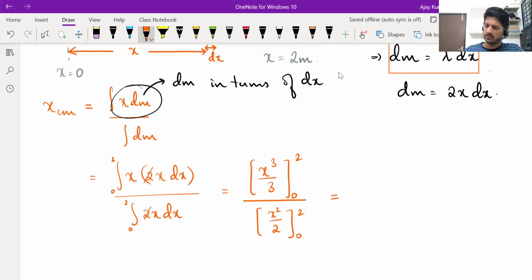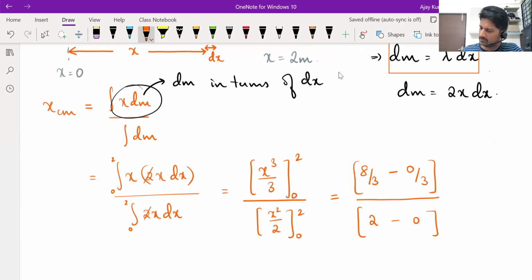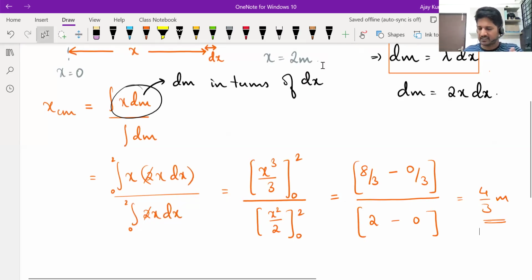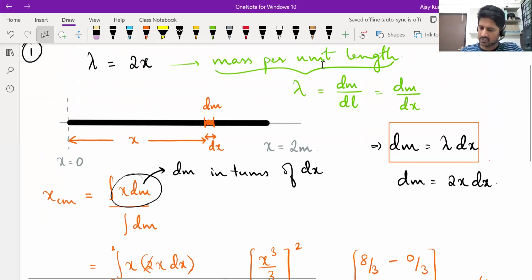Okay. 2 cube is 8. 8 by 3 minus 0 cube is 0, 0 by 3. That's the numerator. Divided by denominator. 2 square is 4. 4 by 2 is 2 minus 0. Answer is 8 by 3 by 2. That is 4 by 3 meters, 1.33. And as expected, the right half of the rod is heavier.